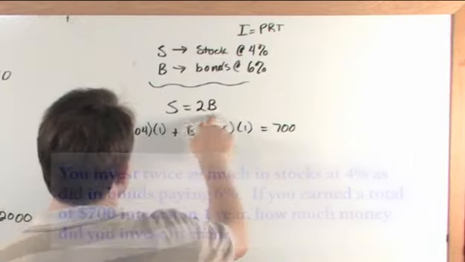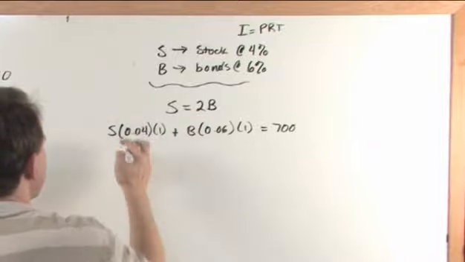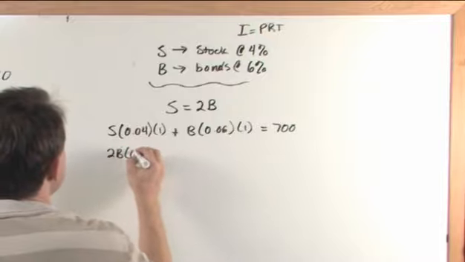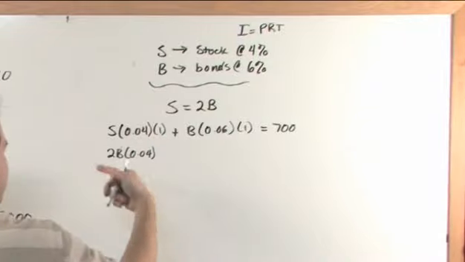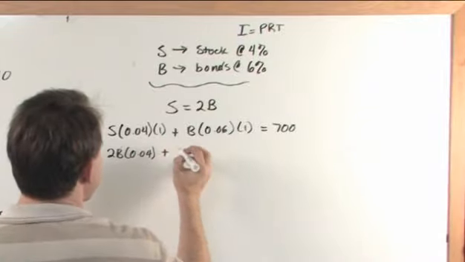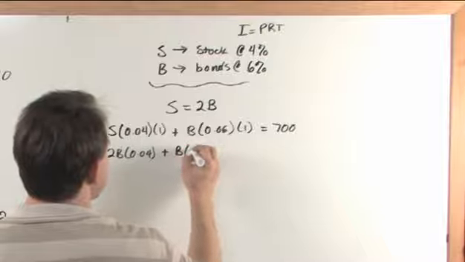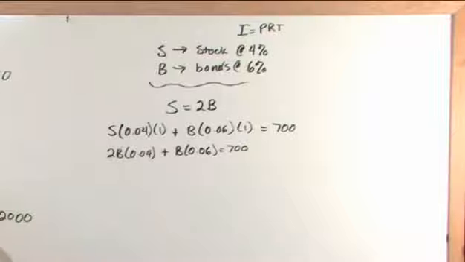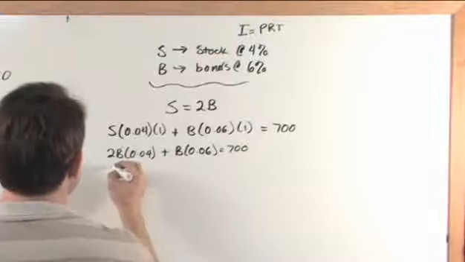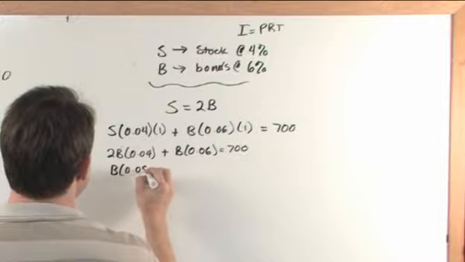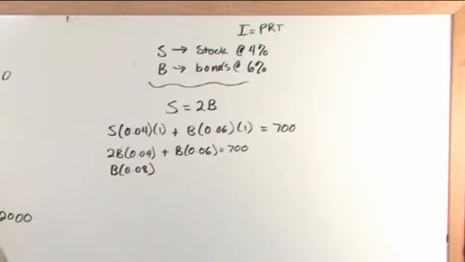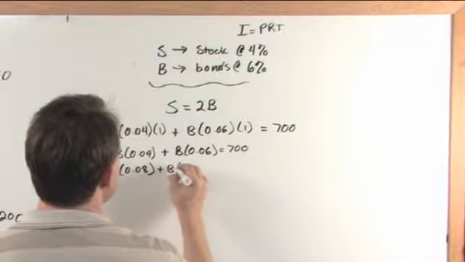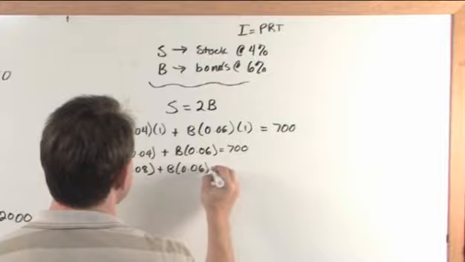But now I know that S is equal to 2B, so I'm going to plug it in right here. So 2B times 0.04 times 1, but I'm going to get rid of that now because I'm multiplying by 1, plus B times 0.06 is simply equal to 700. Now, in order to simplify this, I'm going to go ahead and multiply this 2 in. It's just going to make things a little bit easier. So that's going to be B times 0.08. 2 times 0.04 gives me 0.08, plus B times 0.06 is equal to 700.